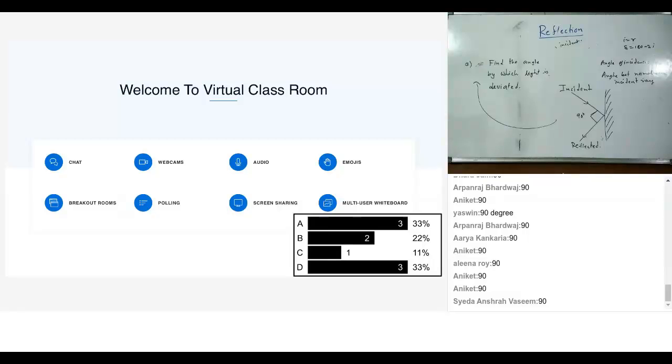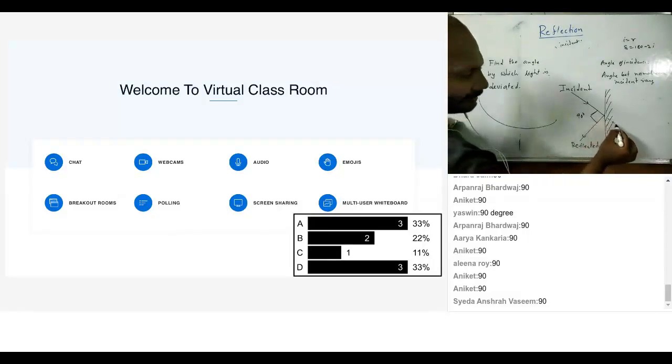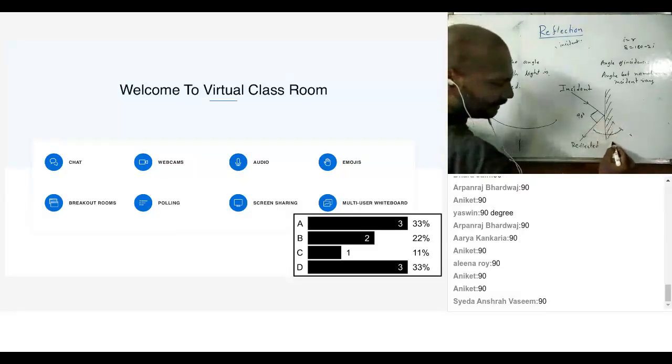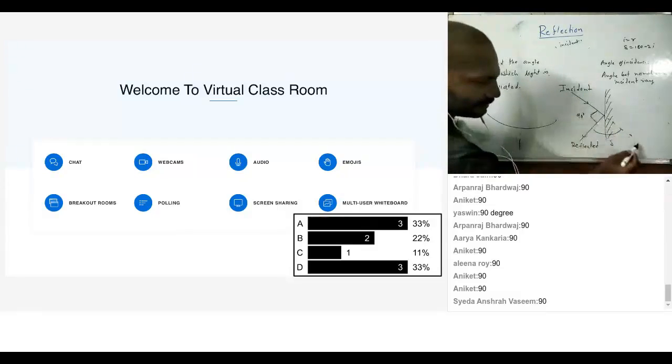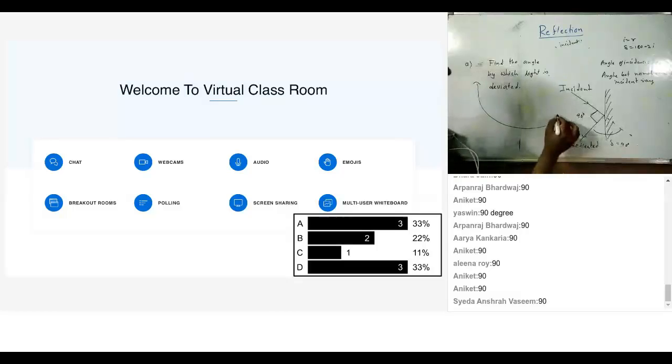So let me see what answer I get. Now, one way of doing it directly is I can just extend this. What is this angle? This is delta. Now, if the total angle is 180 degrees and this is 90, what is this? This is 90. This is one way of doing it.